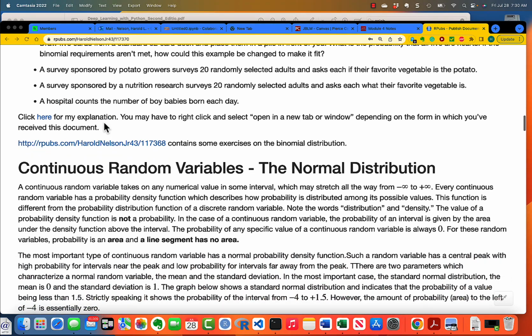Okay? And I've also created some exercises on the binomial distribution for you to play with to get familiar with it.